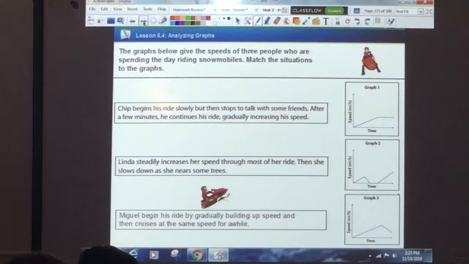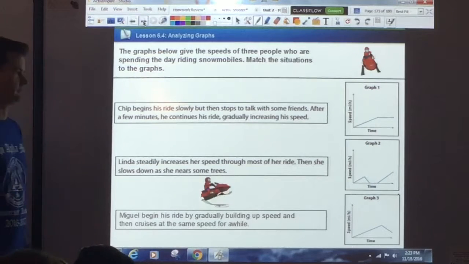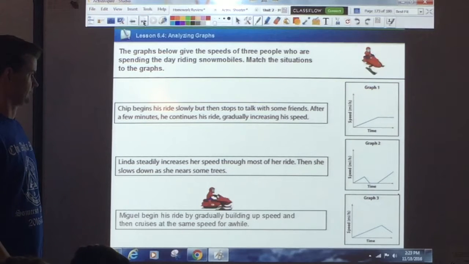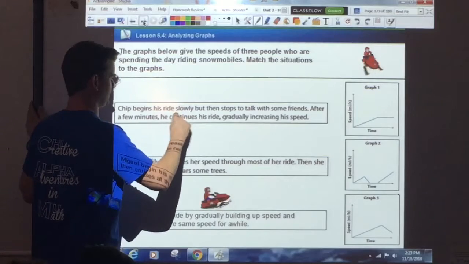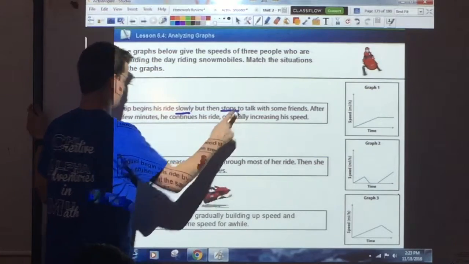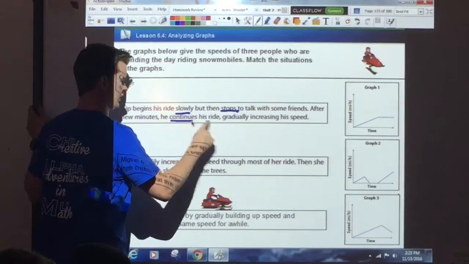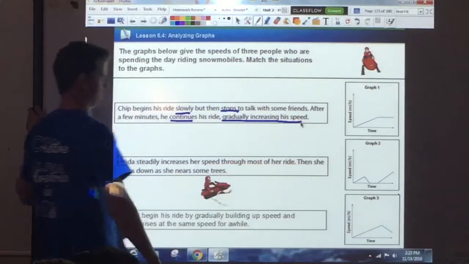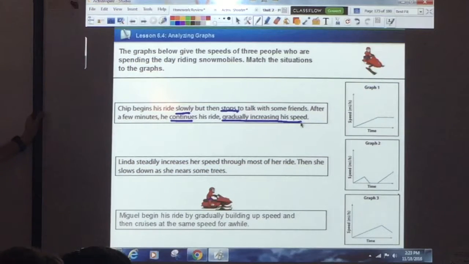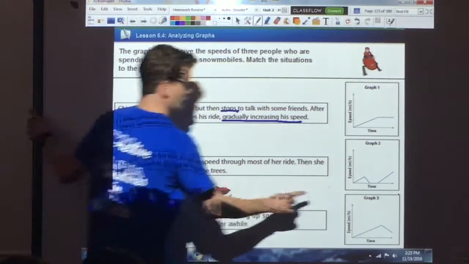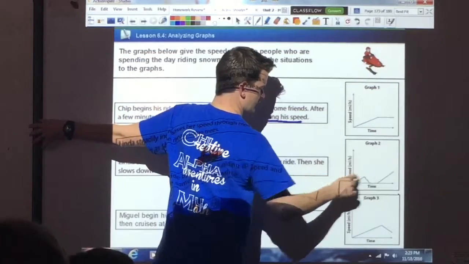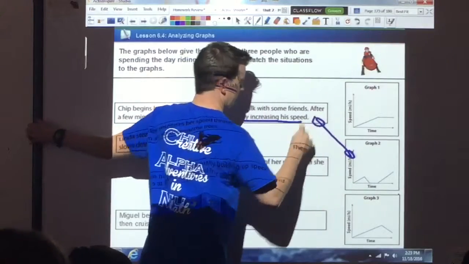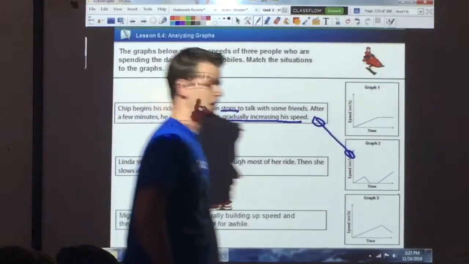Chip begins to ride slowly, but then stops to talk with some friends. After a few minutes, he continues his ride, gradually increasing his speed. So, what scenario, what graph matches that scenario? Graph 2. Starts slowly, stops, waits a while, then gradually increases his speed again. Perfect. All right, good.